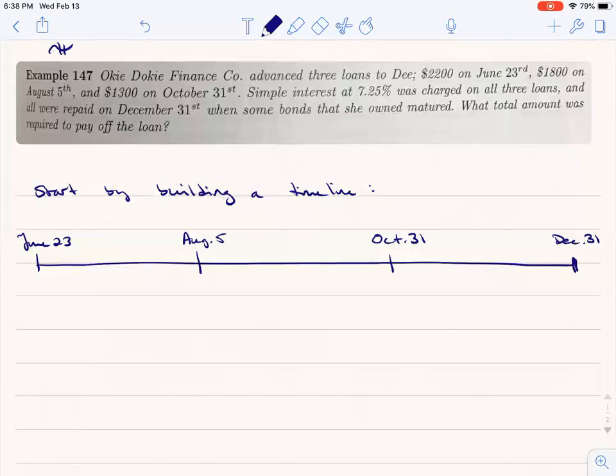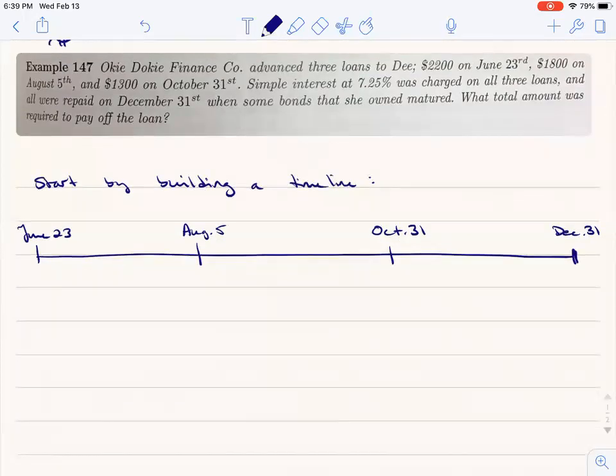So once you have those ticks lined up, what we're going to do is put the dollar amount below it. So up above you've got the date, and then below you've got the amount. So we've got 2,200 on June 23rd, 1,800 on August 5th, and 1,300 on October 31st.